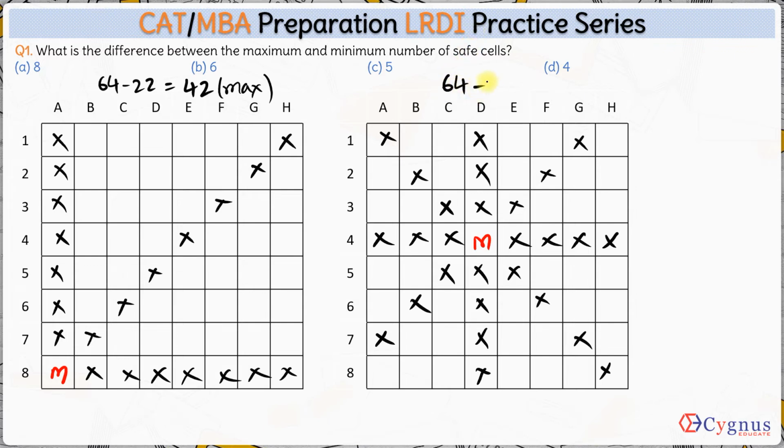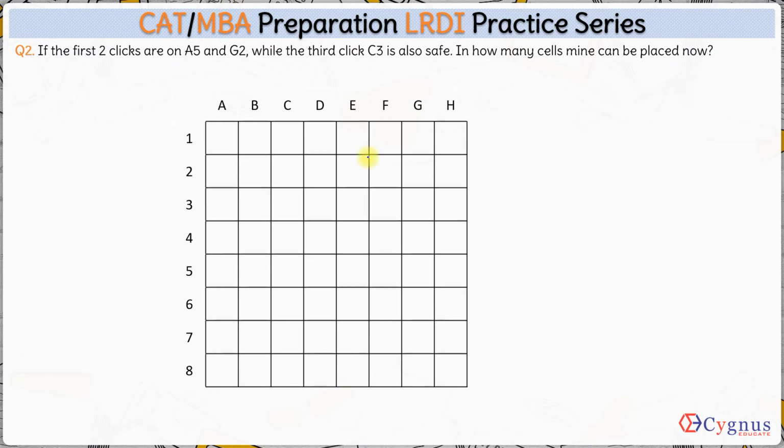So you'll have 64 minus 28, which gives me 36 safe cells, and this will be the minimum safe cells that we have. So your final answer is the difference between maximum and minimum safe cells. So the difference between maximum and minimum safe cells will be 42 minus 36, which gives us 6. Hence the answer to this question is option B, 6 here. Okay. Now moving on to the next question.